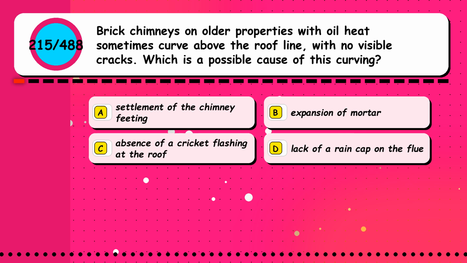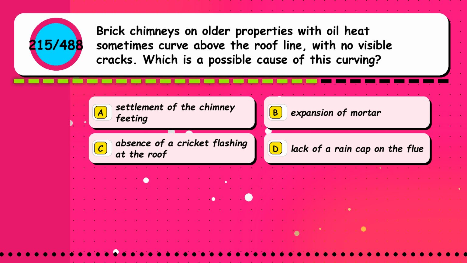Question 215. Brick chimneys on older properties with oil heat sometimes curve above the roof line, with no visible cracks. Which is a possible cause of this curving? Option A, settlement of the chimney footing. Option B, expansion of mortar. Option C, absence of a cricket flashing at the roof. Option D, lack of a rain cap on the flue.